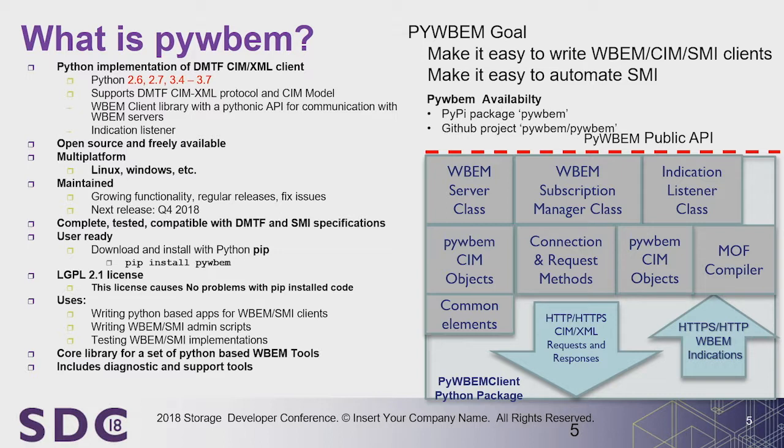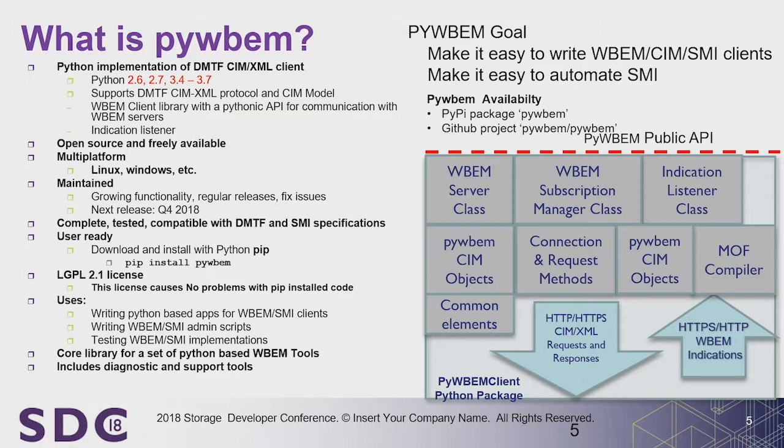The reason we go back all the way to Python 2.6 is because it's still used heavily by Red Hat, and they're still living in Python 2.6 in some of their platforms. So if we take away Python 2.6, the next morning we get a lot of screams. It supports the DMTF SimXML protocols, the CIM model we'll talk about in a minute.